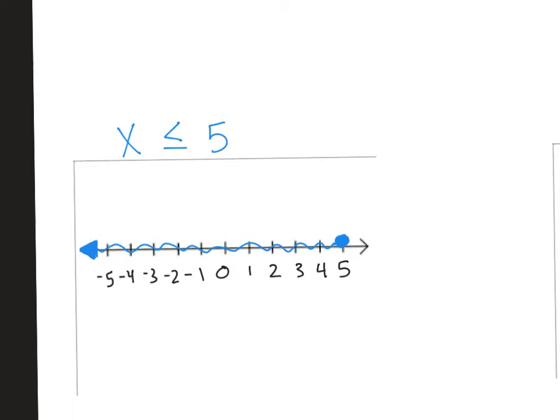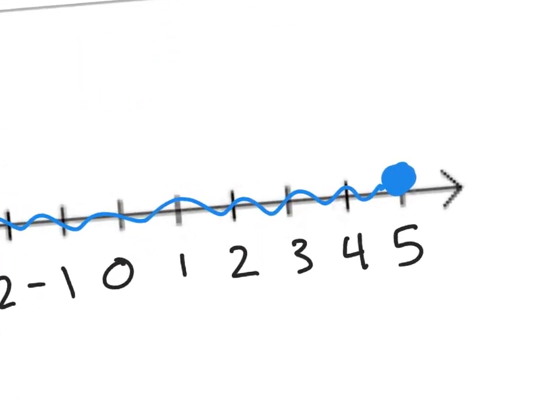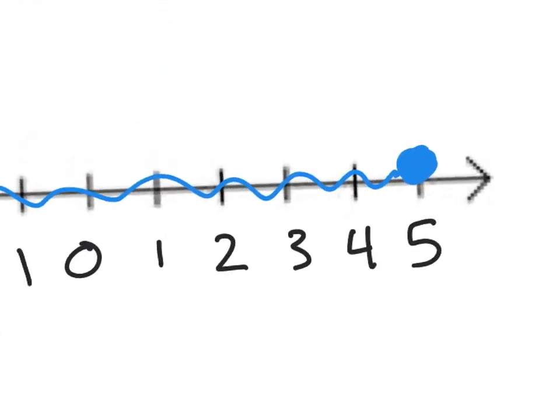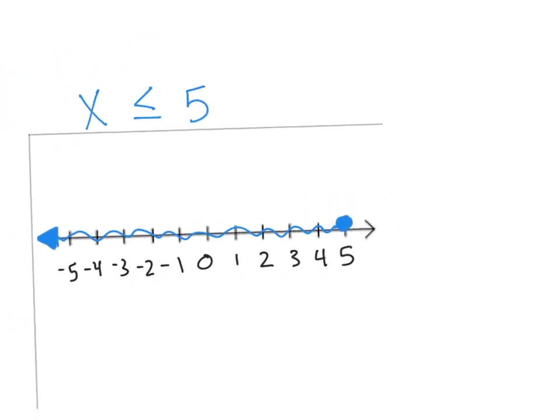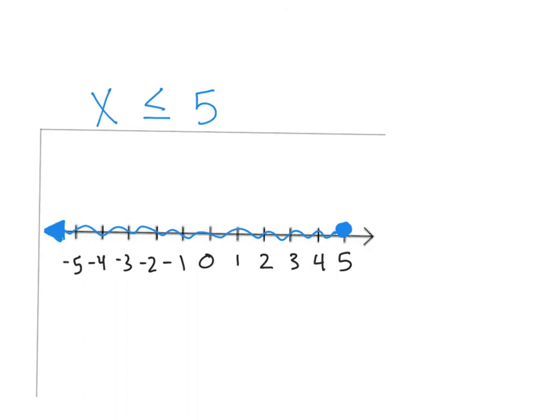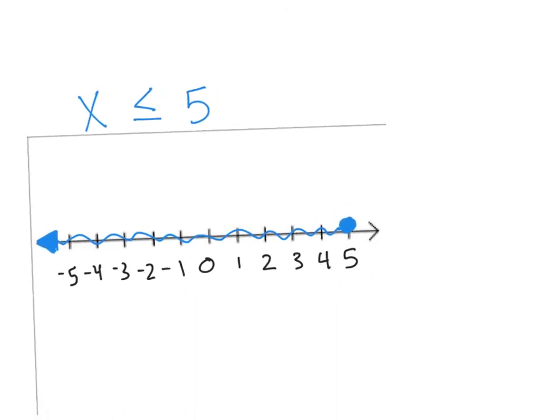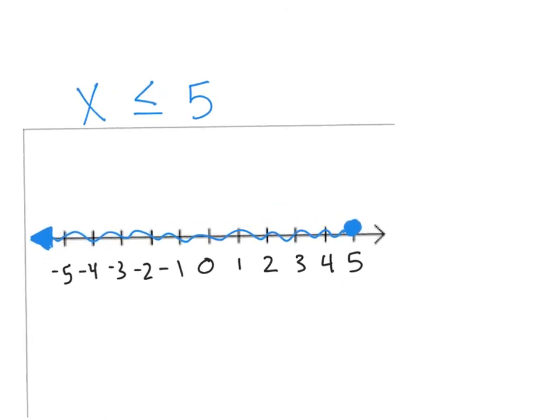Is negative 1.5 less than or equal to 5? Sure it is. It includes every real number on this number line because remember there are tons of itty-bitty numbers in between these numbers that we cannot even see. But we want to show that everything to the left is less than, or that's all included, that x is all of those things.